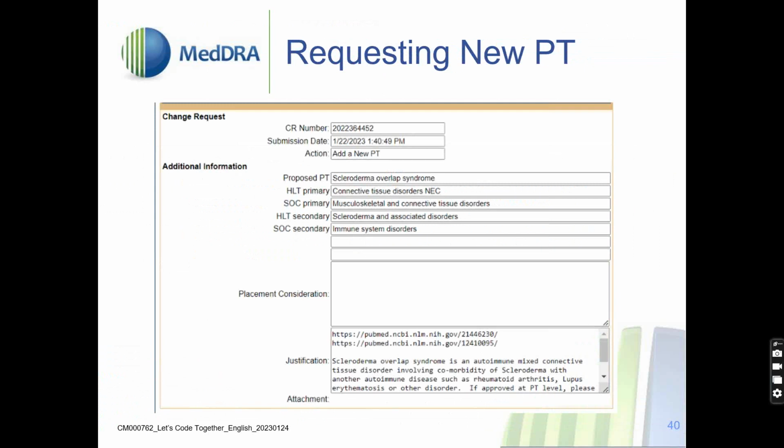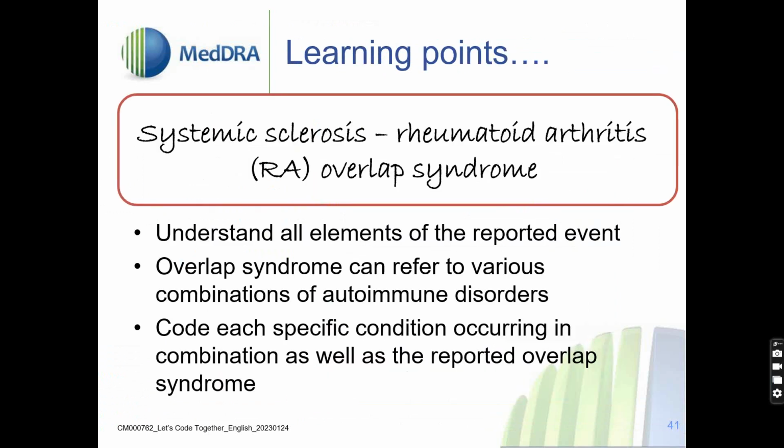And this is what you would need to do through the web CR tool if you were looking to submit a change request. And this is one that I've entered for scleroderma overlap syndrome. So that's what the points to consider suggested.